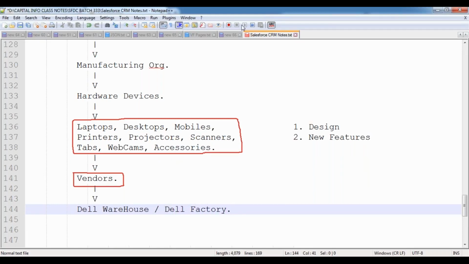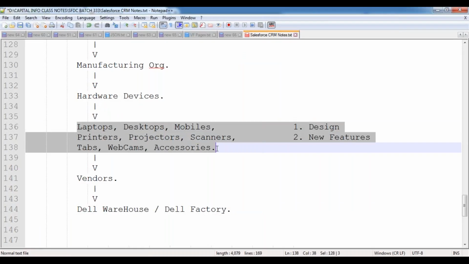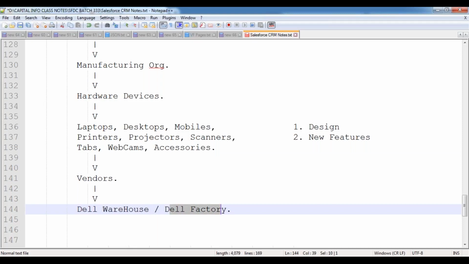Whatever parts are required to manufacture these products, they collect all these parts from the various vendors or organizations, and place them in a location called the Dell warehouse or Dell factory. In India also we have one Dell factory, which is in Chennai. Dell has one factory in India, in the Chennai location. Dell's major warehouse, Dell's major factory, is available in Chengdu, which is in China.